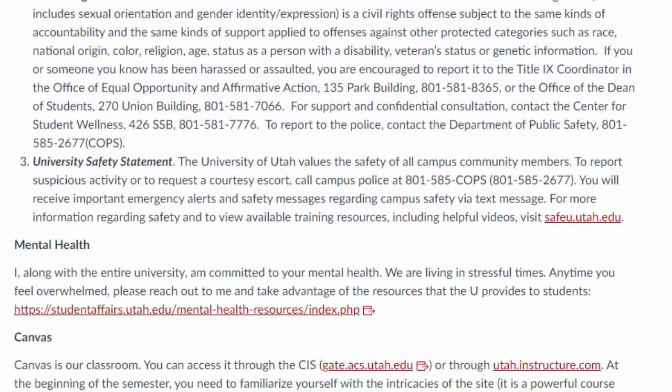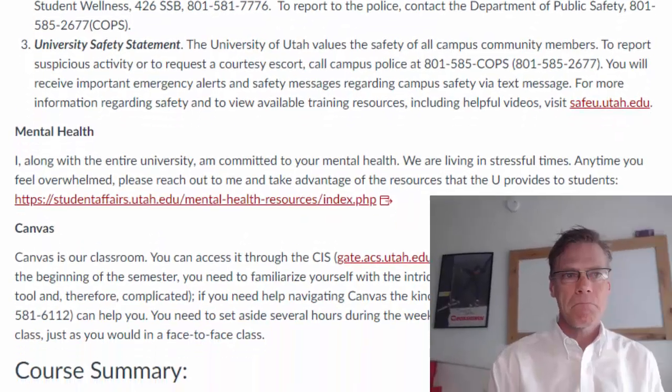The last one, the world we live in, unfortunately, we have to address this. The University of Utah values the safety of all campus community members. To report suspicious activity or to request a courtesy escort, call campus police. You'll receive important emergency alerts and safety messages regarding campus safety via text message.